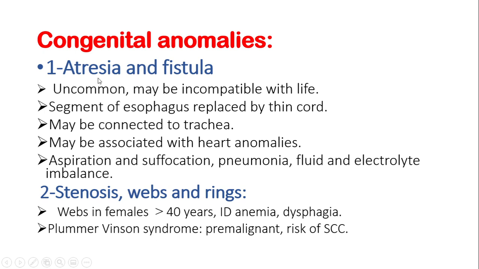Atresia and fistula. Atresia means obliteration of the lumen. Fistula is connection of the mucosal wall of the esophagus to another epithelial surface. Maybe incompatible with life. Different types of this atresia and fistula can be seen. In atresia, the esophagus is replaced by a thin cord that is obliterated and can be connected with the trachea, or may be associated with other heart anomalies and other congenital anomalies.